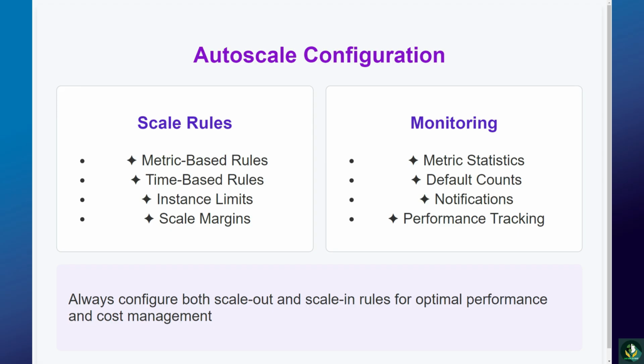Metric statistics play a vital role in how your autoscale rules make decisions. When configuring metrics, you'll need to choose between different statistical methods: average, minimum, maximum, or total. Your choice depends on your application's nature and requirements. For instance, if you're concerned about brief spikes in CPU usage, you might want to use maximum values rather than averages. Don't overlook the importance of setting an appropriate default instance count.